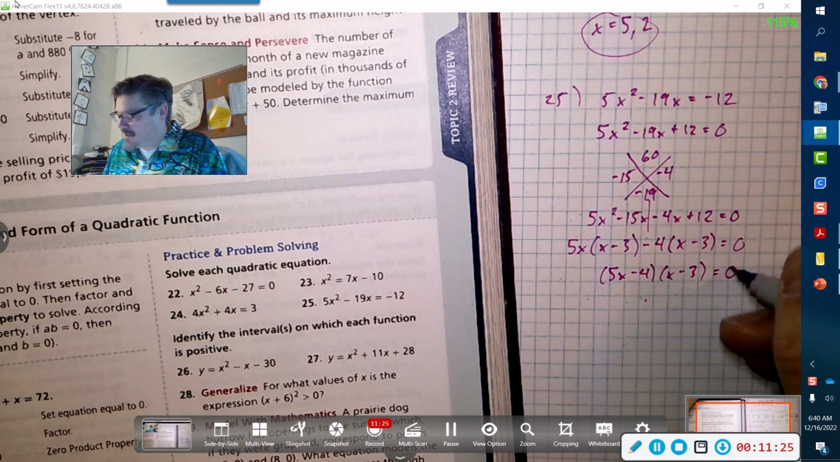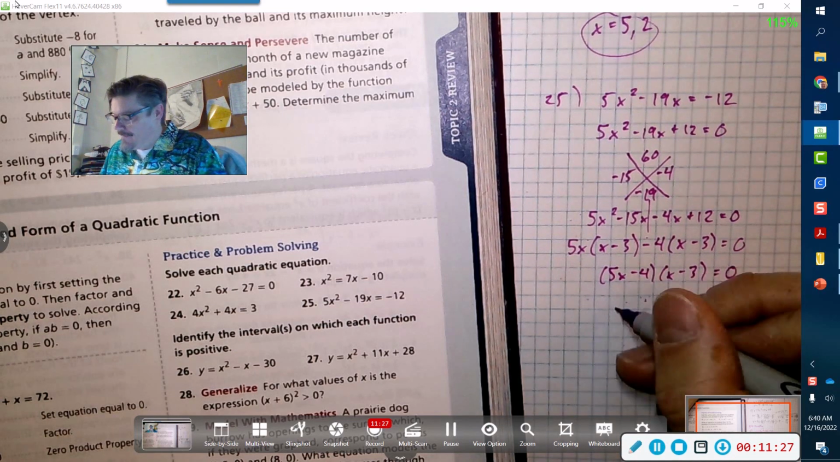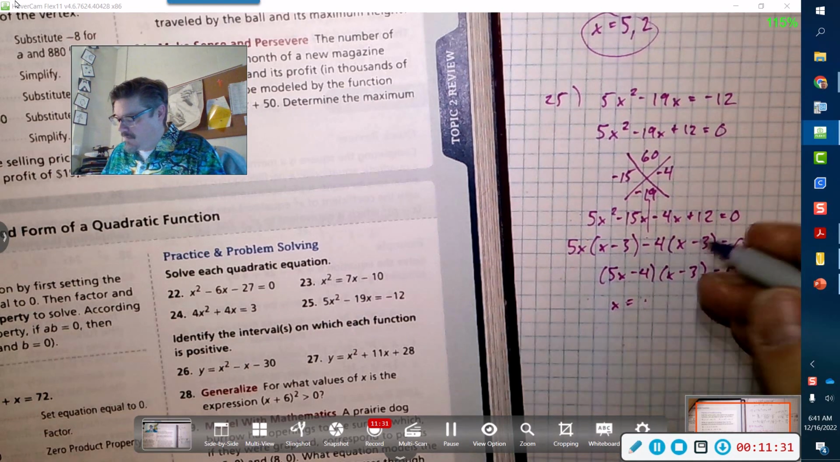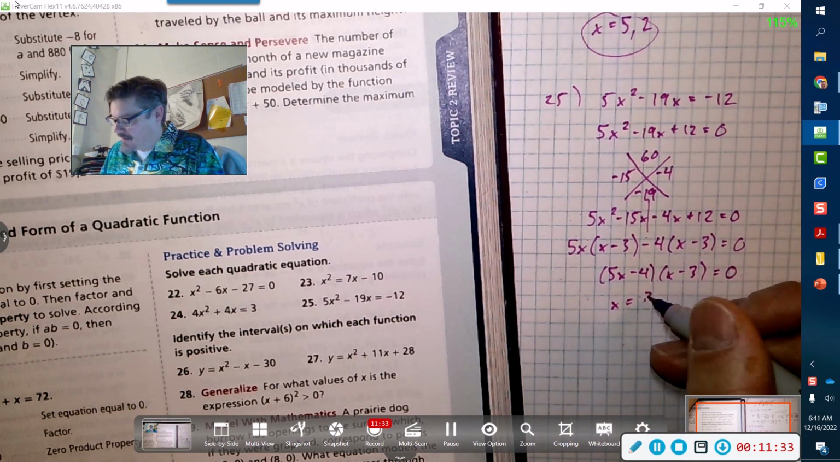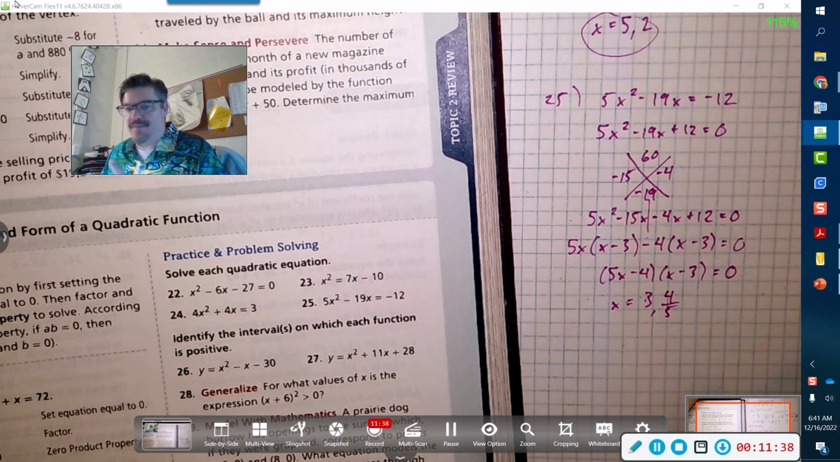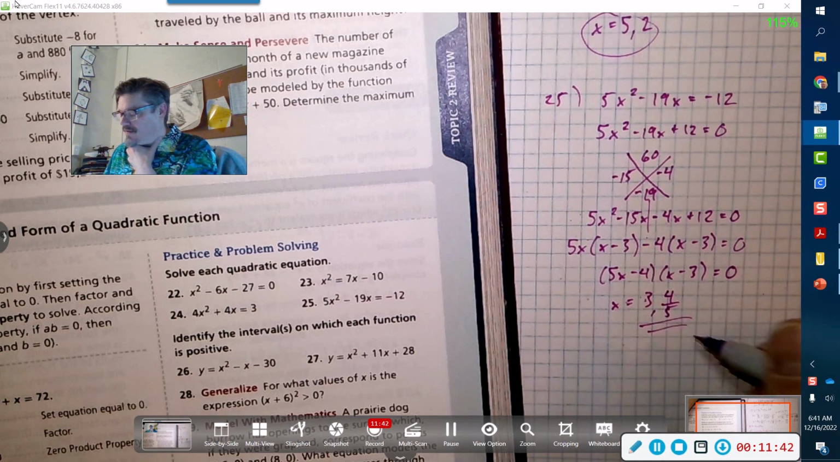It doesn't actually matter what order you have because your answer is here or there. So this guy's easy to figure out. He's a 3. Then this guy would be a 4, but because the 5 is there, I have to divide by 5 so that I can get the 4. So those are my two answers here.